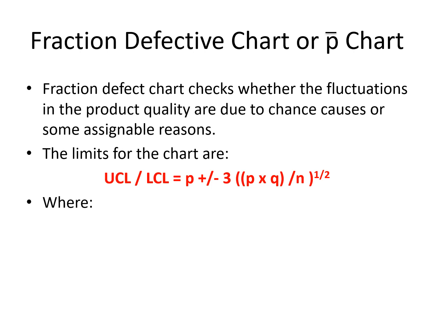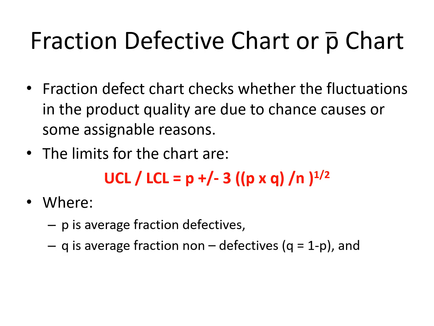Here P is the average fraction of defectives within a sample of the sample size. Q is the average fraction of non-defectives, that is, Q is 1 minus P. If the fraction of defectives within a sample is P, then Q is the fraction of non-defectives, and N is the number of items in each sample. So to understand it better, let us take the help of a simple example.